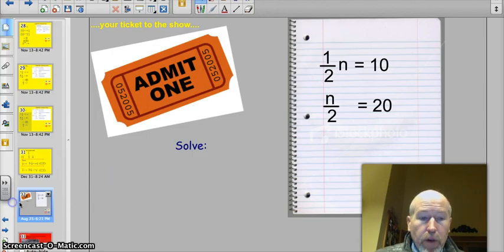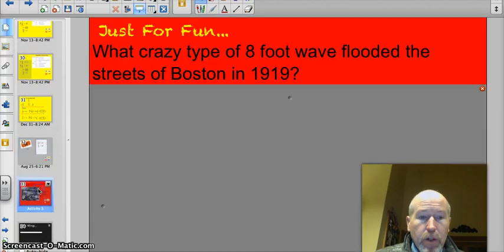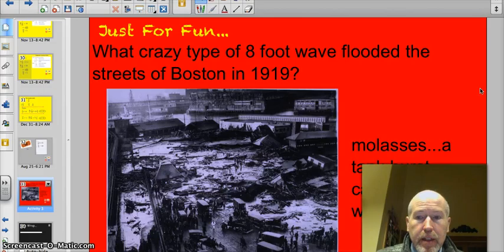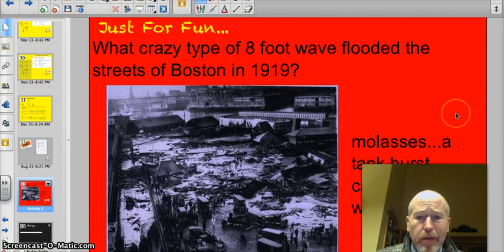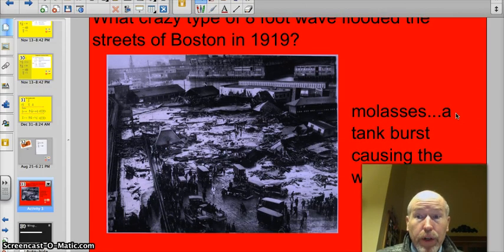And the trivia question. What crazy type of 8-foot wave flooded the streets of Boston in 1919? Believe it or not, it was a molasses wave. Yeah, weird. I'm sure that wasn't very fast moving. But a molasses tank burst, causing this giant wave to flood it, and this is what the aftermath looked like. Crazy, huh? It was a sticky situation.